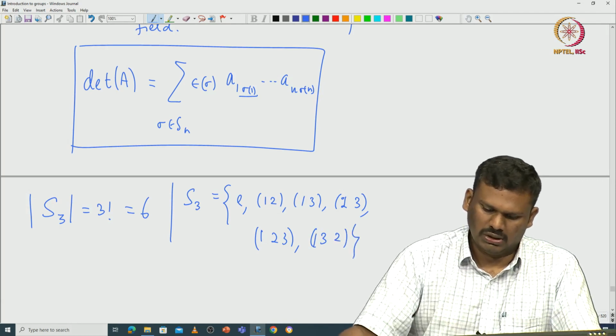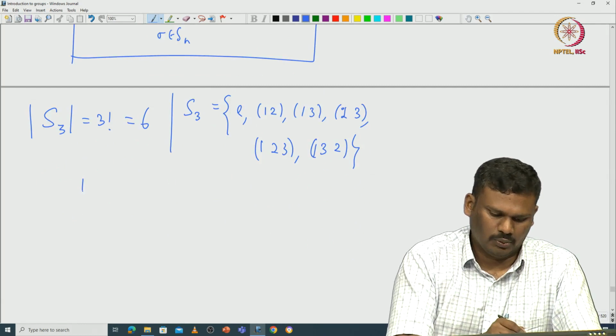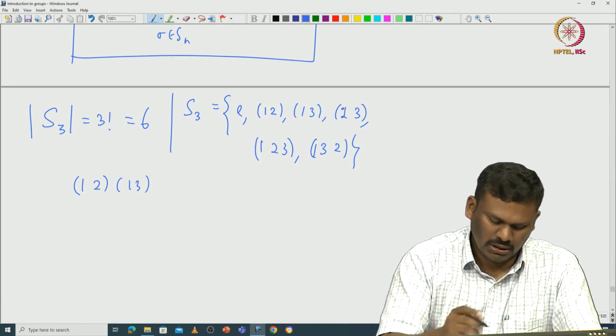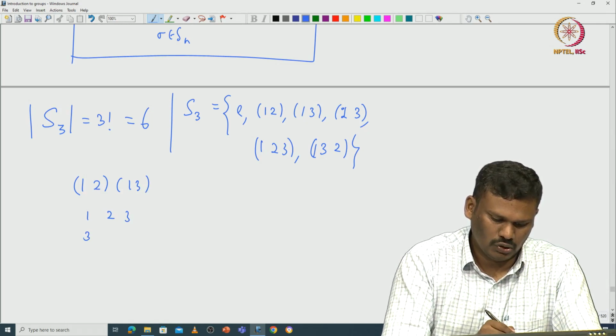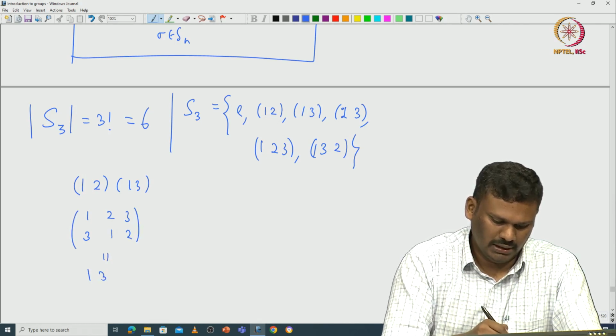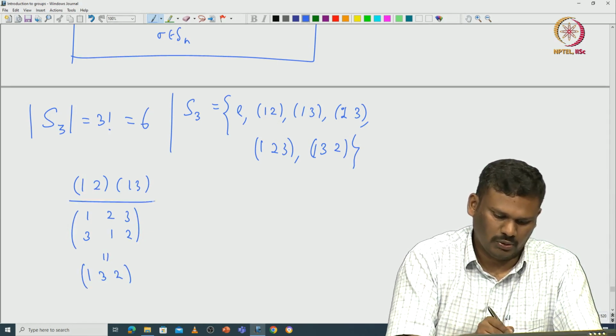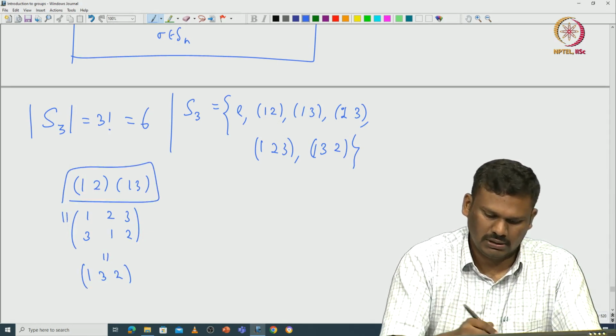Okay. So let's check. If you take the product (1 2)(1 3), so that is going to be, so 1 goes to 3, 3 goes to 3; 2 goes to 2; 2 goes to 1; 3 goes to 1, 1 goes to 2. So this is exactly (1 3 2). Okay, so this is the product, which is equal to this.